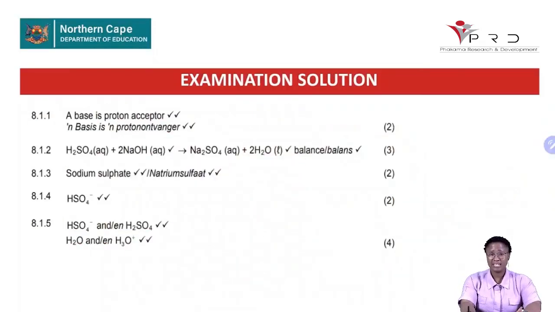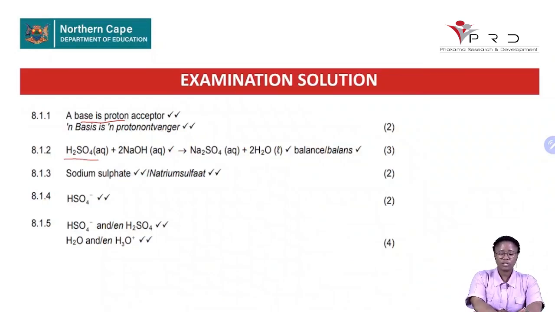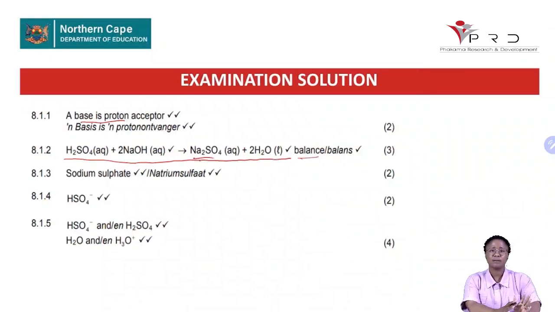Here are my answers. I hope you got it correct. Please give your marks where they are due. If you gave us that the base is a proton acceptor, please give yourself 2 marks. This one is either 2 marks or nothing. If you wrote down the correct balanced equation and also indicated which ones are the products and which ones are the reactants, please give yourself the 3 marks.